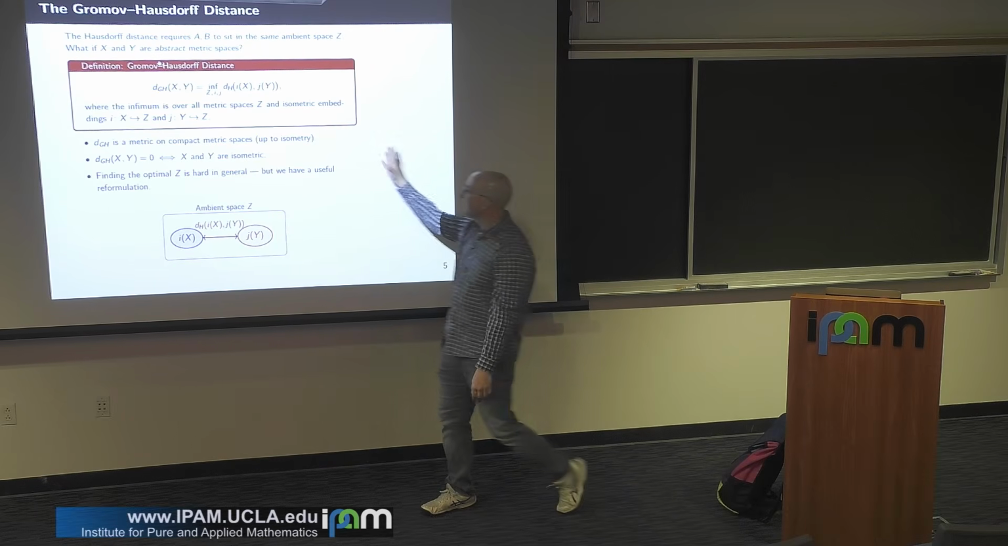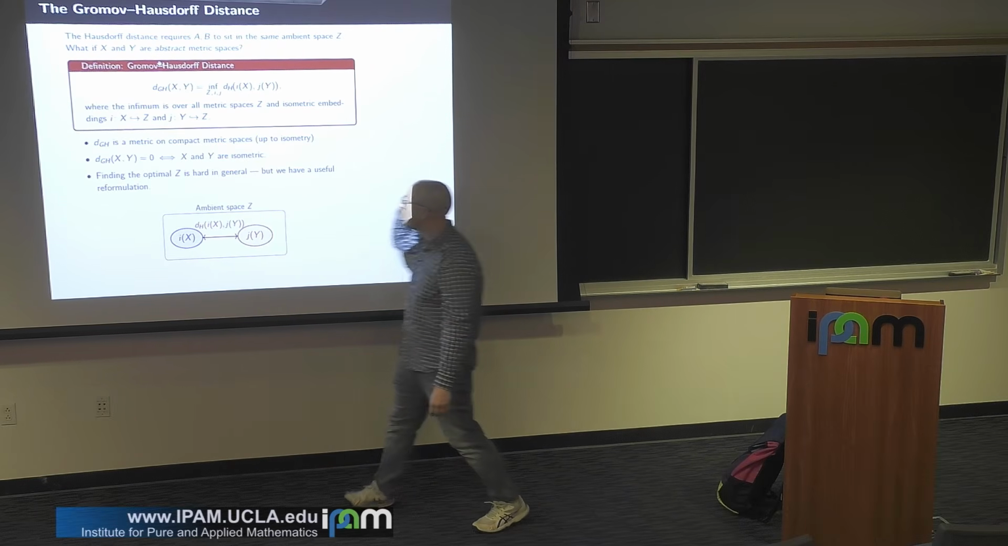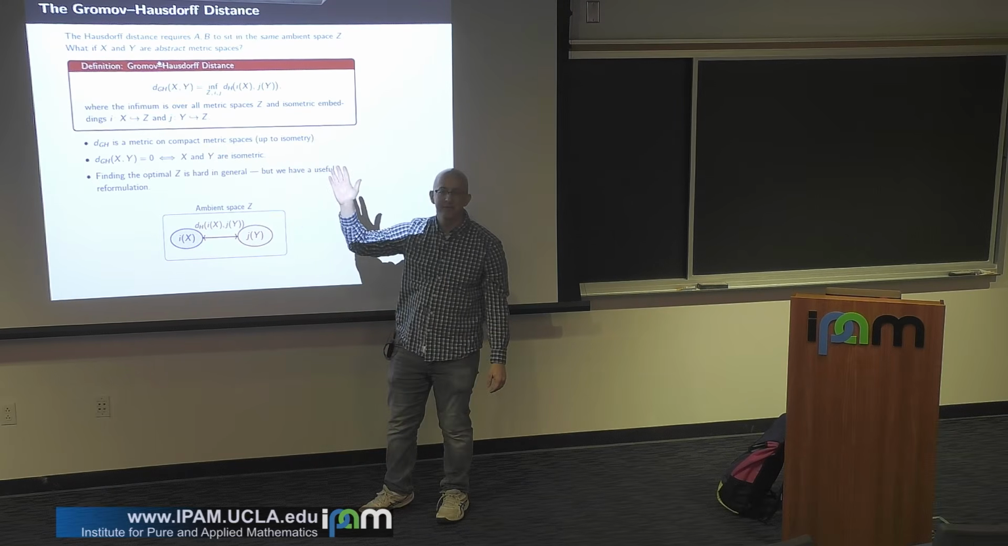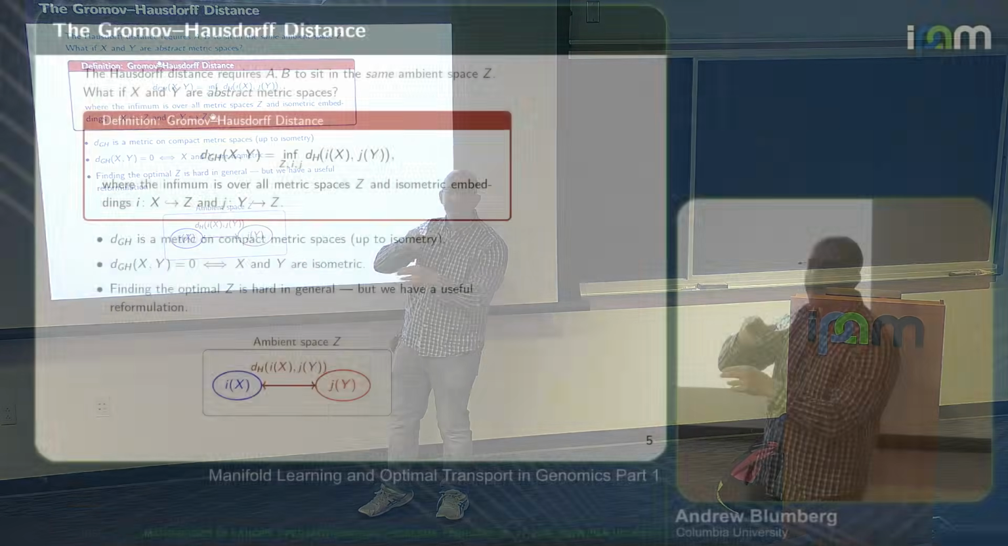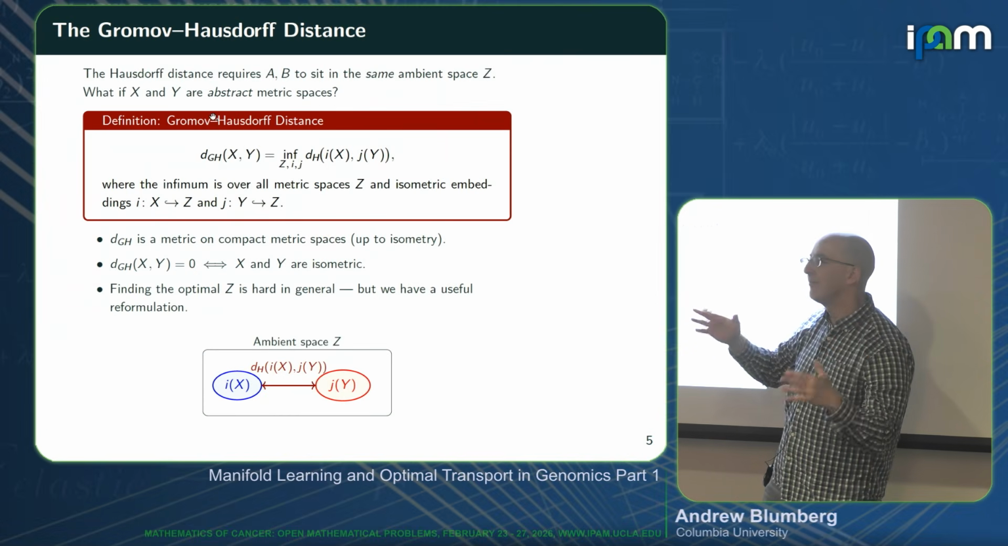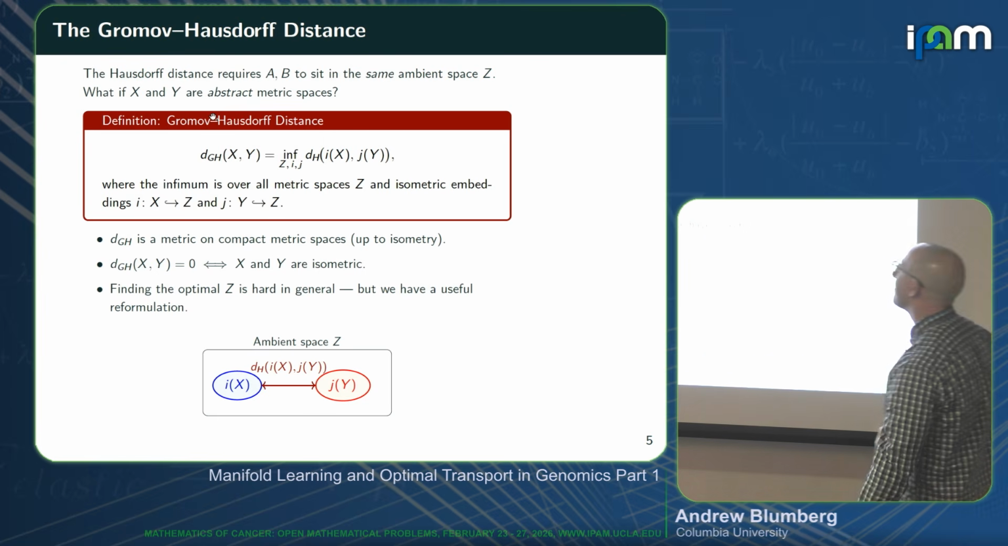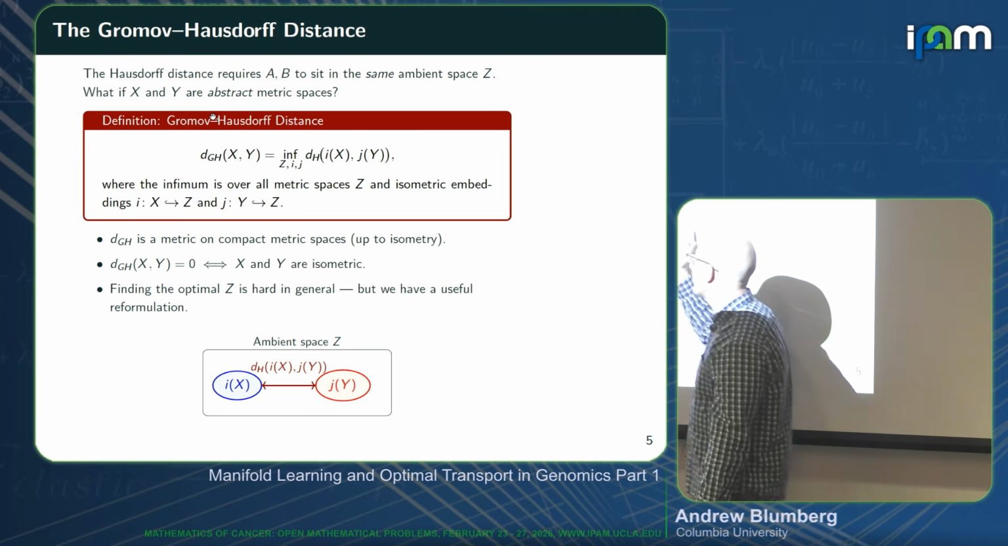And again, this is an idea due to Gromov, and it turns out that this is a metric on isometry classes of compact metric spaces. So if you rename the points, right, that's not the same metric space, but you can't see the difference with this. This is another thing I'm not going to belabor, and I will just refer to this as a metric.